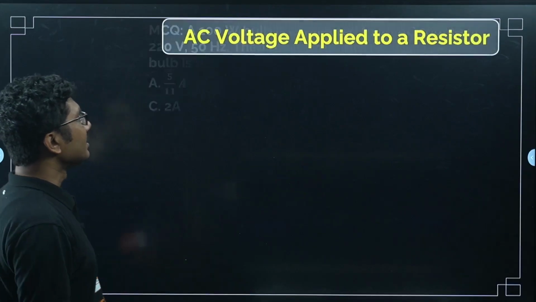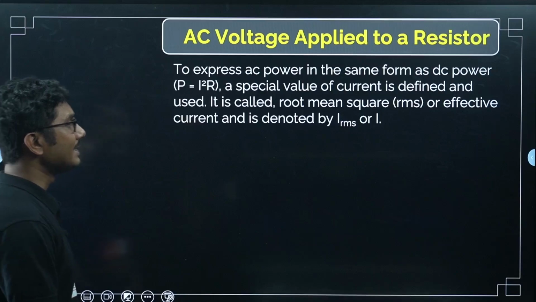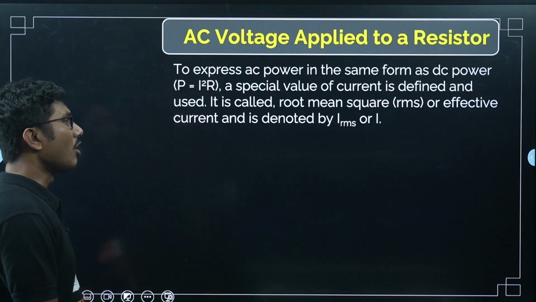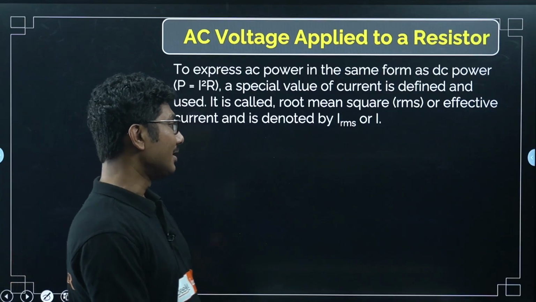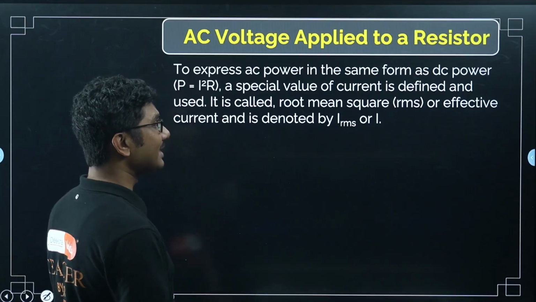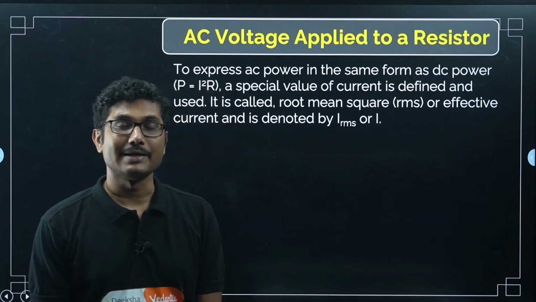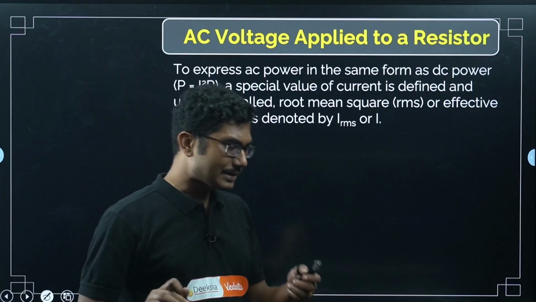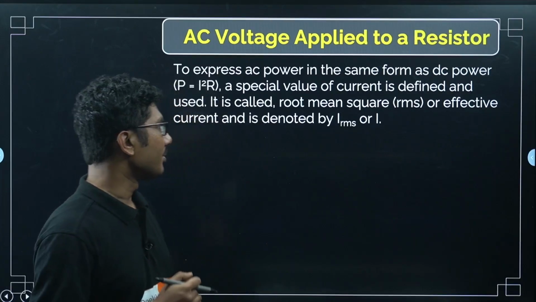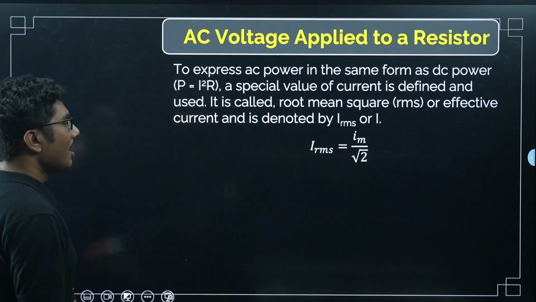Okay, now let's move on. Voltage applied to a resistor: to express the power in the same form as DC power, P is equal to I square R, a special value of current is defined and used. It is called the root mean square or RMS value, the effective current, denoted by IRMS or I. So this is the effective current whenever you are talking about AC power. In the previous problem, we were actually calculating the RMS current, and V was also given as an RMS value. We will discuss that in a while, but even if you don't know about RMS, you can still use your DC knowledge to solve that problem. That was my goal, which is why I gave that problem before coming to the concept of RMS.